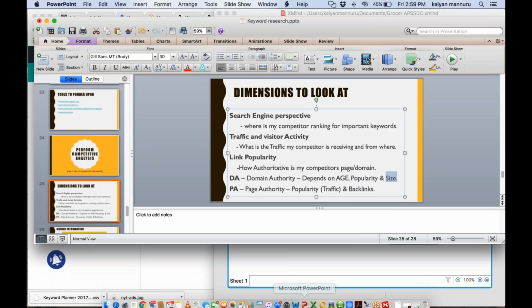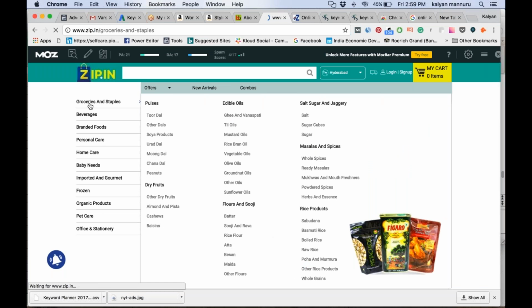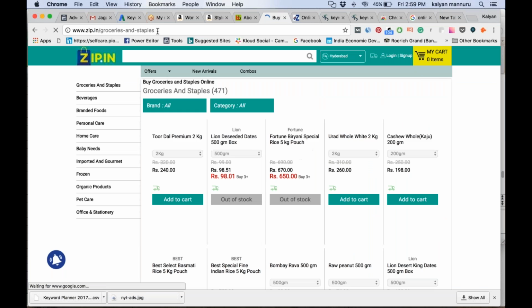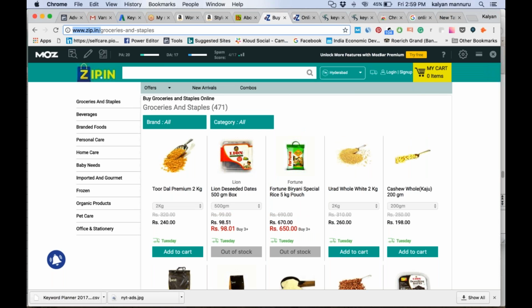Now let us go ahead and see what page authority is. Page authority is given for each page. Your website can have multiple pages. All of these are pages only. This is a different page, Groceries and Staples. Your competitor might also have the same page, because he is also from the same industry. So the comparison is between these two pages now.